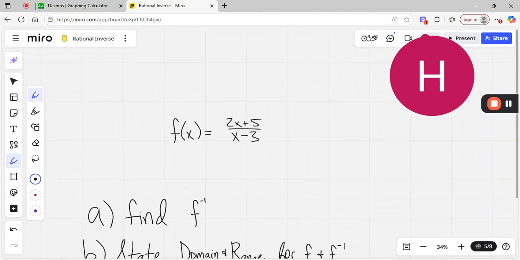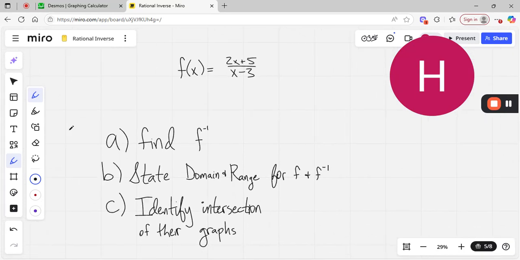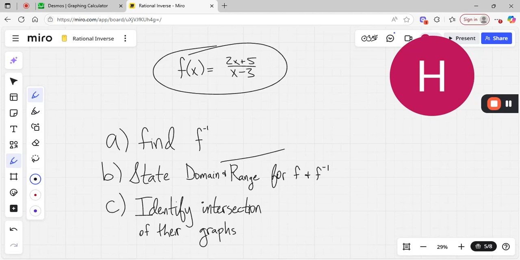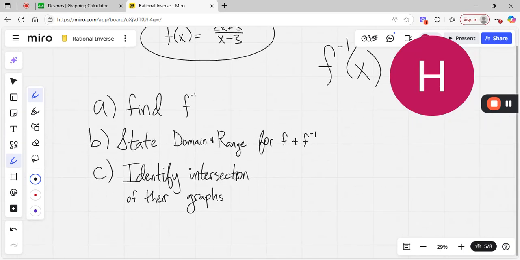I'll give you a glance at what I want you to do in this problem. In this video, we're going to cover finding the inverse, stating the domain and range for both this function and its inverse, which I'll just call f inverse. And then I want you to identify the intersection of their graphs. So I'm going to do that with Desmos. If you can graph it by hand, though, I think that's great. It would be excellent if you have the diligence to graph this by hand and identify their intersection.